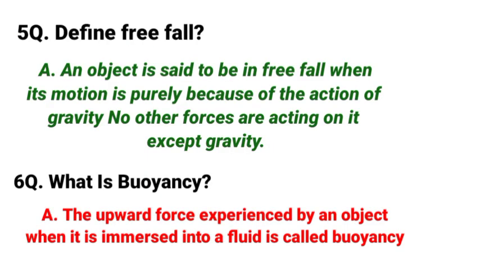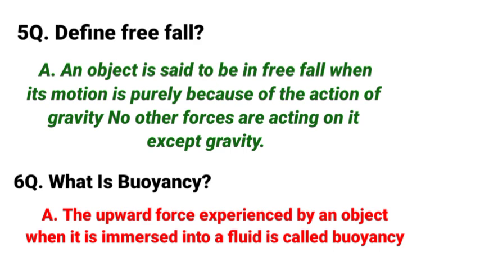Fifth question is define free fall. An object is said to be in free fall when its motion is purely because of the action of gravity. No other forces are acting on it except gravity. So when an object falls down towards the earth under the gravitational force alone, we say that the object is in free fall.